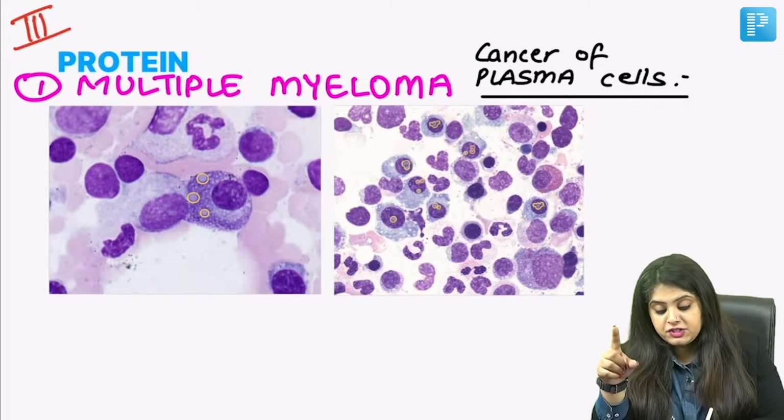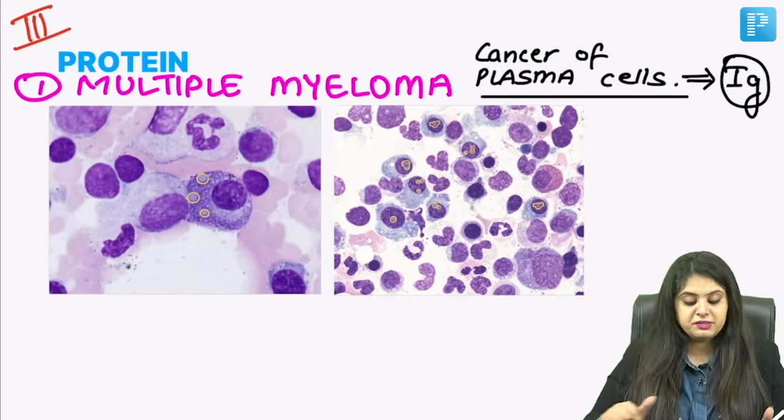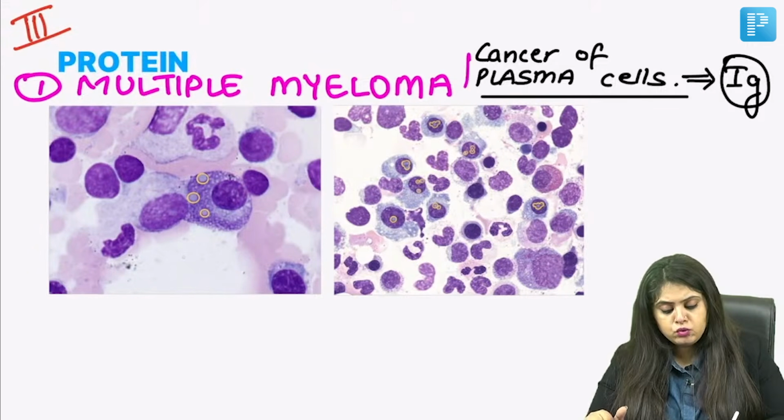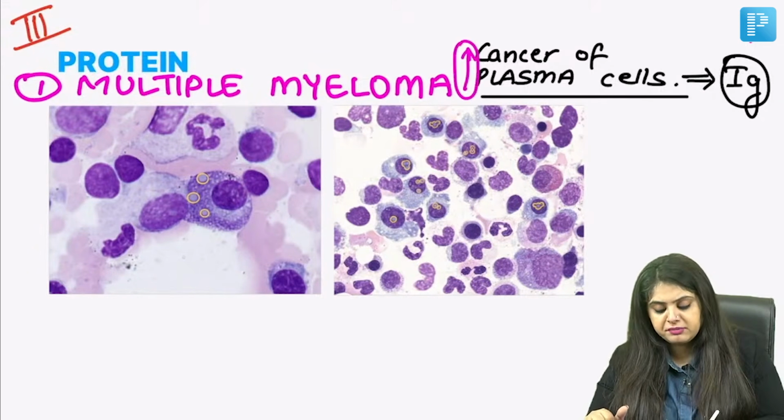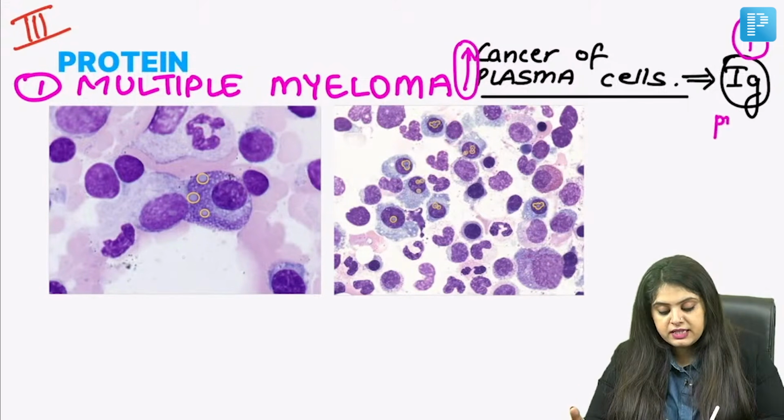It's that cell which actually makes a lot of antibodies. All antibodies, IgG, IgA, all those antibodies come from plasma cells. So imagine there are too many plasma cells, cancer of plasma cells, there will be lots and lots of antibodies in this person. That is multiple myeloma.